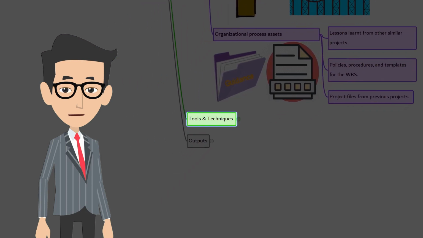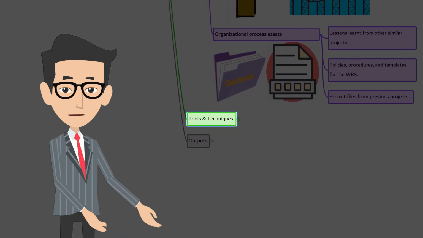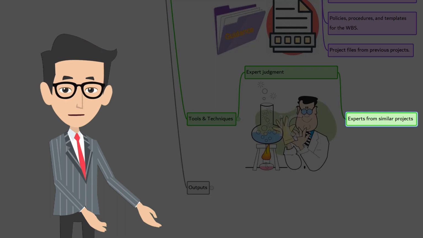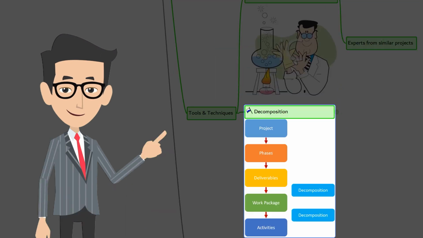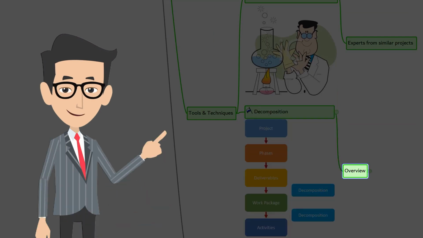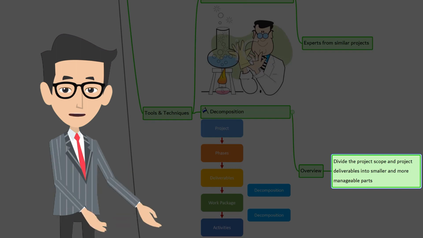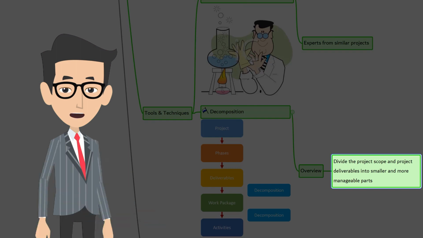All right, now it's time to discuss the tools and techniques. The first is expert judgment. For this process, experienced experts from similar projects will be quite helpful. The next is decomposition. Let's look at the overview first. Decomposition is a technique used to divide the entire project scope and project deliverables into smaller and more manageable parts. Aggregated activities represent the effort needed to complete a work package.